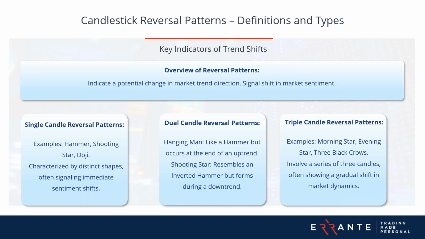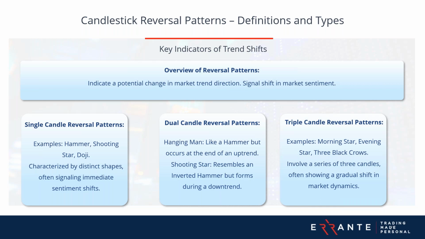Each of these is characterized by a distinct shape, often signaling an immediate shift in market sentiment or indecision between buyers and sellers. The clarity of these patterns makes them powerful tools for traders to anticipate and react to market movements swiftly. We also delved into dual candle reversal patterns, discussing the hanging man, shooting star, and patterns like bearish and bullish engulfing and Harami patterns, those signaling a possible bearish or bullish reversal in the market.